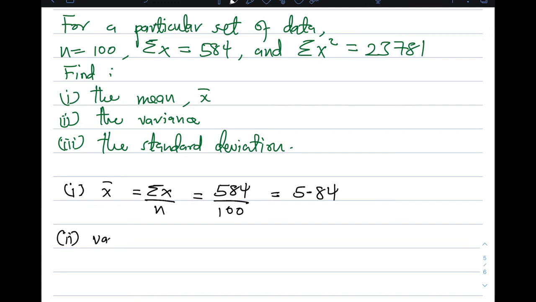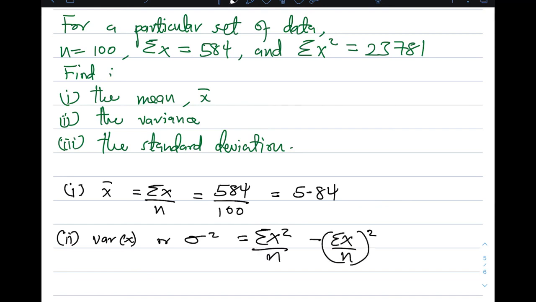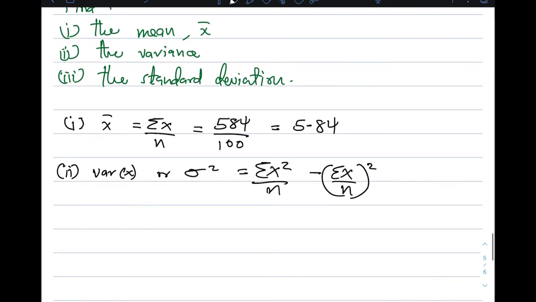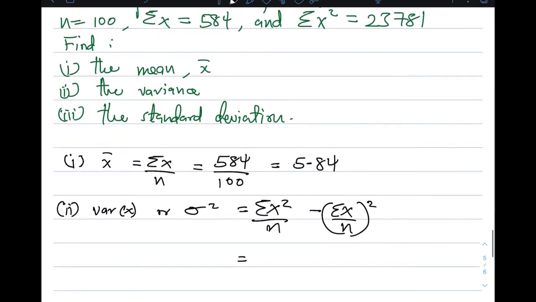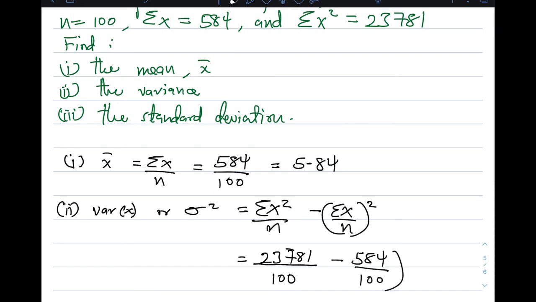II says the variance, which some books will call var x, or others will call sigma square. I mean, it's fine, whichever one you write. So that is given by this formula, and I hope by now you have memorized it. Okay, so from the question, we were given that sigma x squared is 23781 over n, and then the n is 100, minus sigma x, that is 584 over n, 100 all squared.